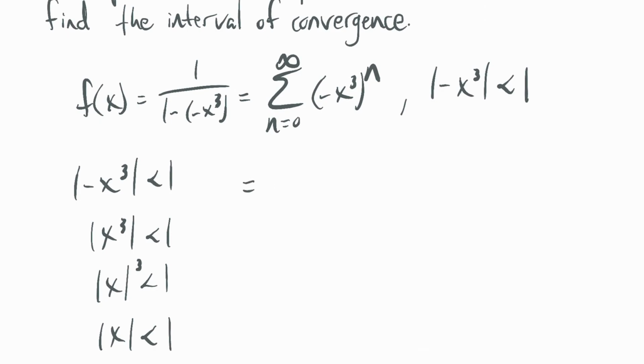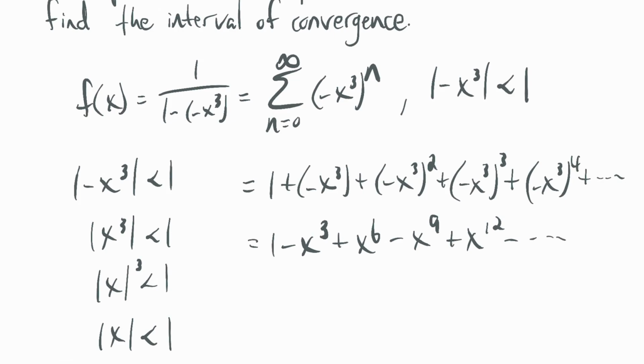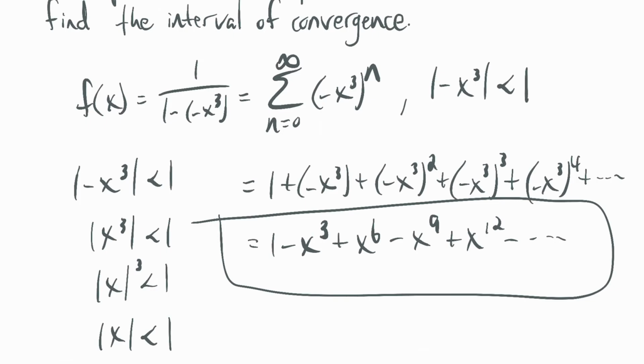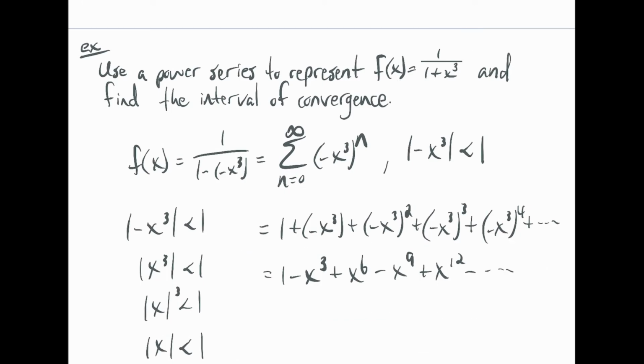So this equals 1 plus (-x cubed) plus (-x cubed) squared plus (-x cubed) cubed. We'll do one more, (-x cubed) to the fourth, plus dot dot dot. So this is 1 minus x cubed plus x to the sixth. The minus goes away because we have an even exponent on it. Minus x to the ninth plus x to the 12th, and then minus would be the next term, right? Dot dot dot. So this is a power series representation for this function on the interval -1 to 1. Okay? Let's do another one.